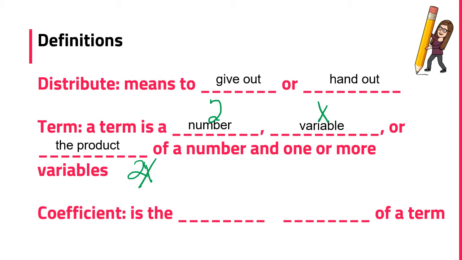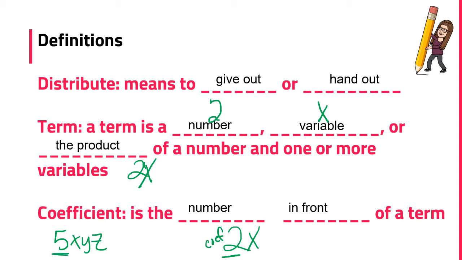Coefficient. Coefficient is the number in front of a term. So if I have that 2x again, the coefficient would be 2. Or if I have something like 5xyz, my coefficient would be 5.